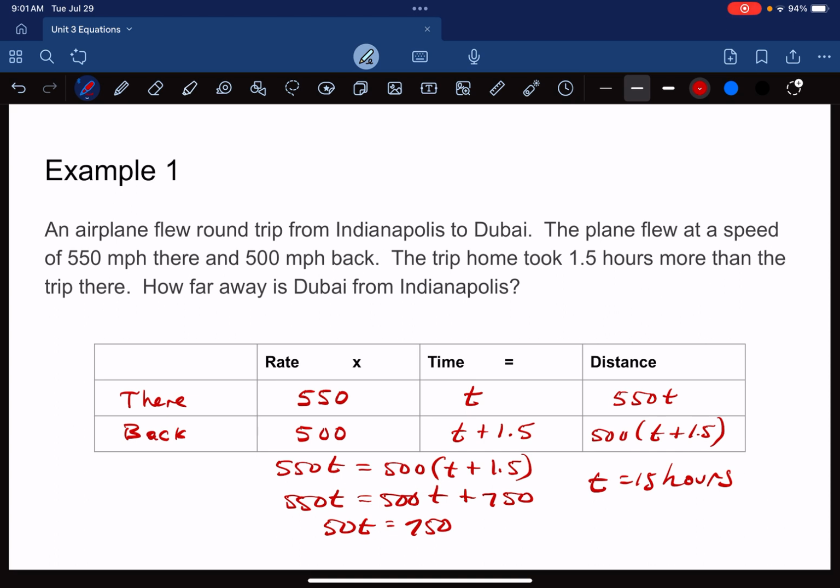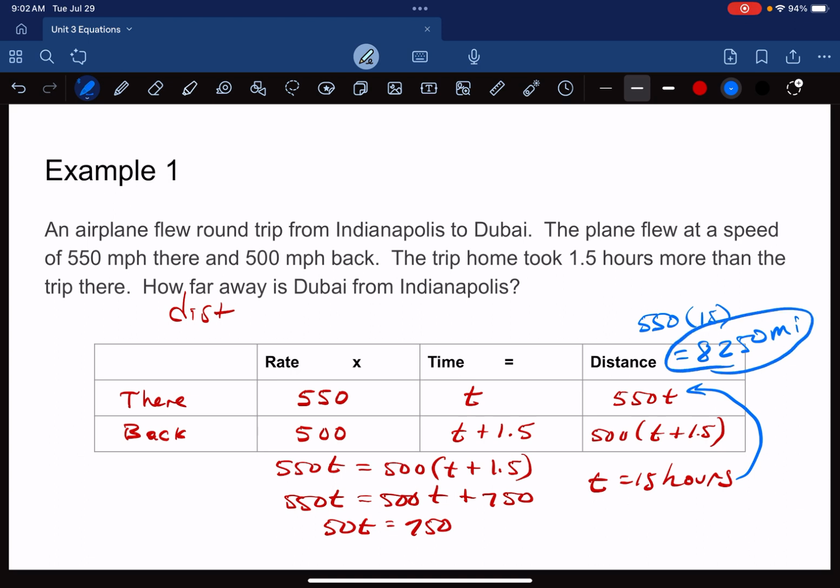So what do they want? How far away is Dubai from Indy? Well, that's distance. They want the distance. So I have to take one of these two expressions and plug 15 hours in. So I'm going to do 550 times 15 hours, and that's 8,250 miles. You know, Dubai's over the Middle East. It's a long way away, halfway around the world. So yeah, that makes sense, doesn't it?